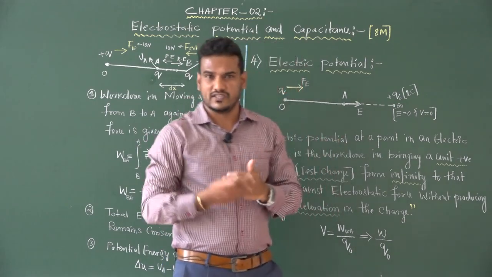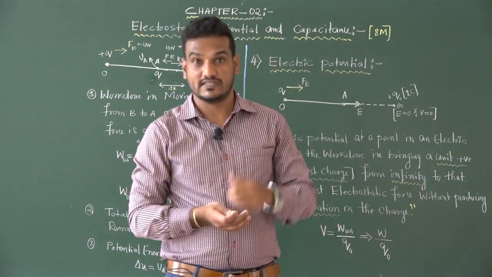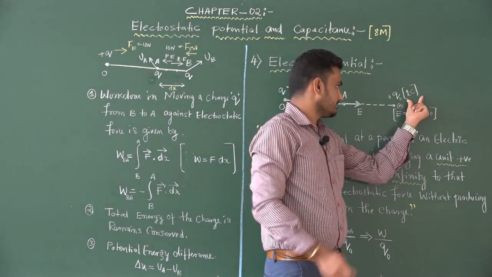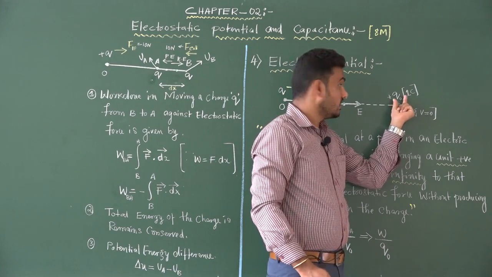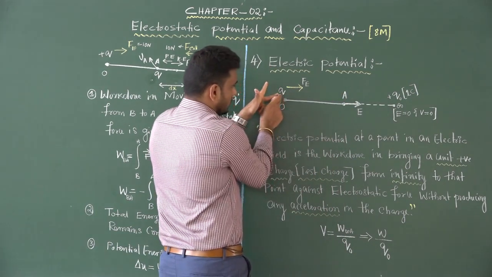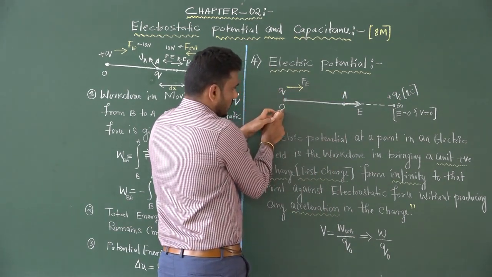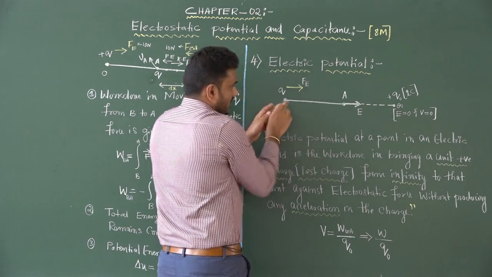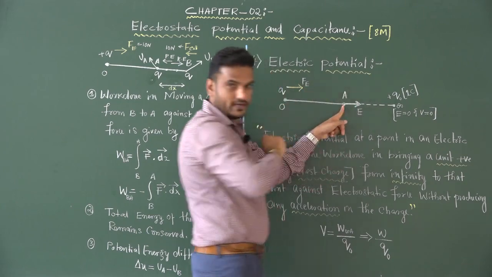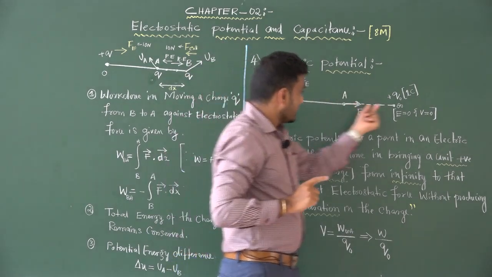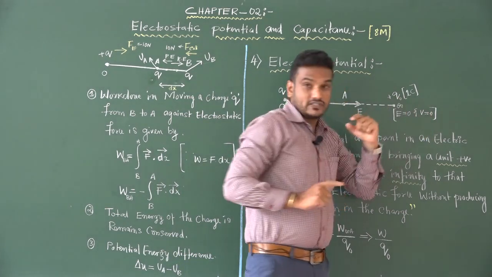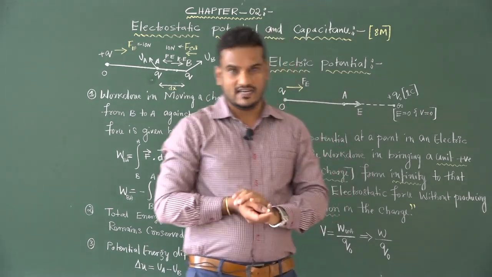What do you mean by unit positive charge? It is nothing but a charge whose magnitude is 1 coulomb. Look at this diagram: a positive point charge placed at a point O. Within the region of the electric field, I consider an electric field line. On the electric field line there is a point, namely A, and at the point at infinity, where the electric field and electric potential are 0, I imagine a unit positive charge or test charge.